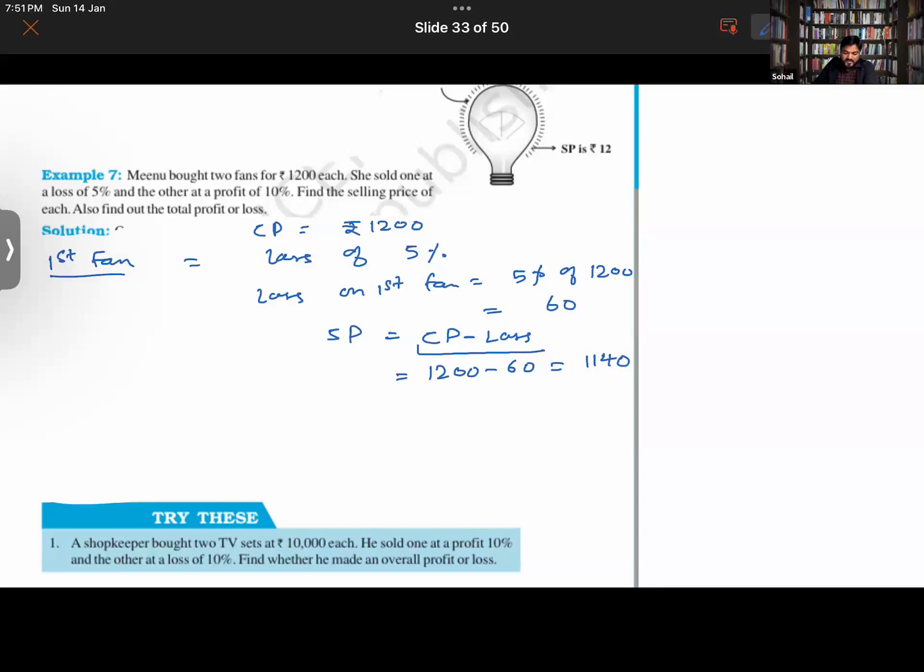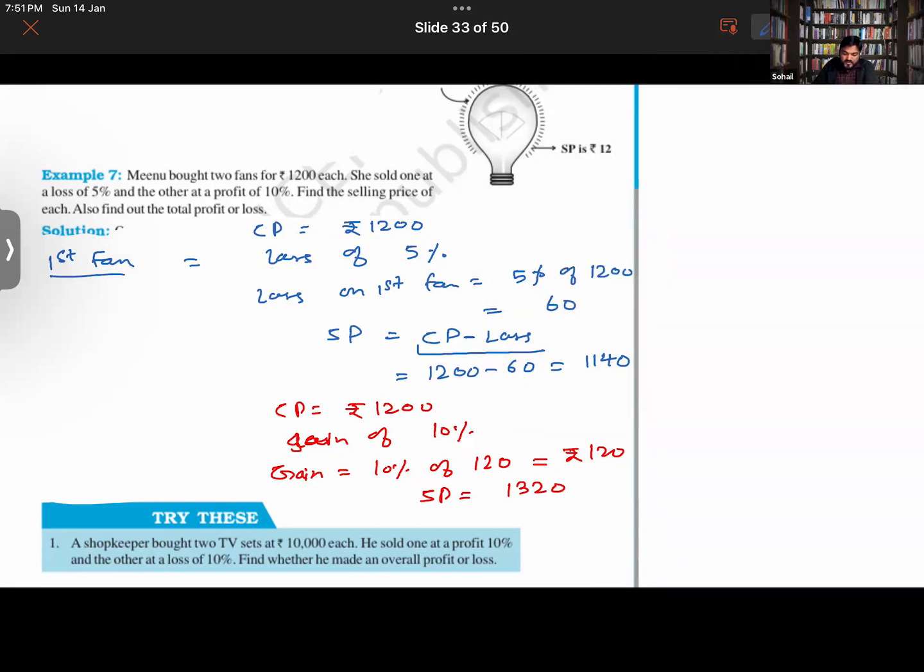Good. Further, now let's talk about the second fan. Second fan की अगर हम बात करते हैं, here also cost price is same, that is rupees 1200, and it's a gain, no? Yes, sir. Gain of 10%. So how much of gain is 10% of 1200? So that is how much? 10% of 1200 will be rupees 120. Obviously no. Yes, sir. Okay, so in this case, selling price will be cost price plus profit, that will be 1200 plus 120, that is 1320.